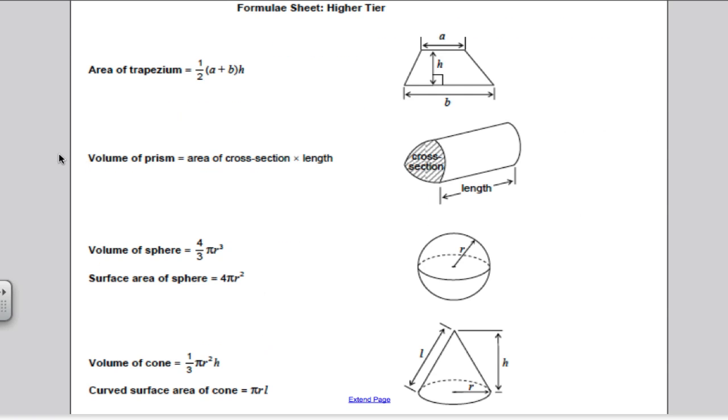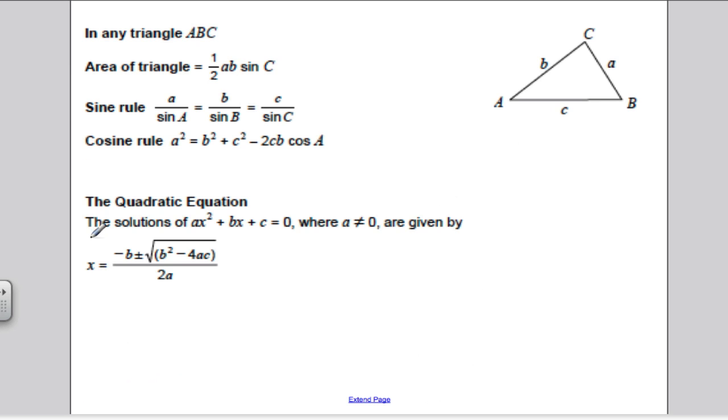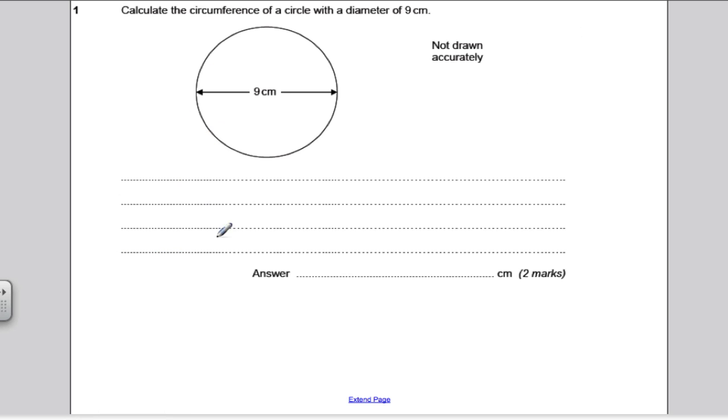The following formulae are given to you in the formula sheet on the front of the exam. Area of a trapezium, volume of a prism, volume of a sphere, surface area of a sphere, volume of a cone, curved surface area of a cone, and it also gives you the area of a triangle, the sine and cosine rule, and the quadratic equation. Okay, let's start straight away.